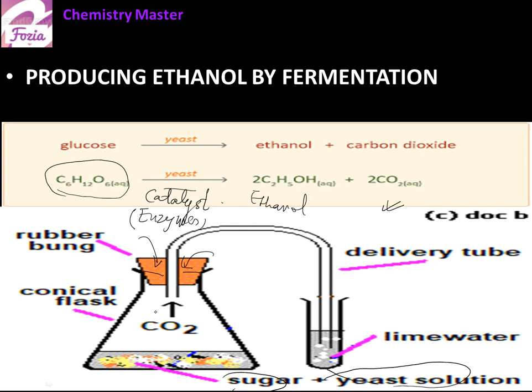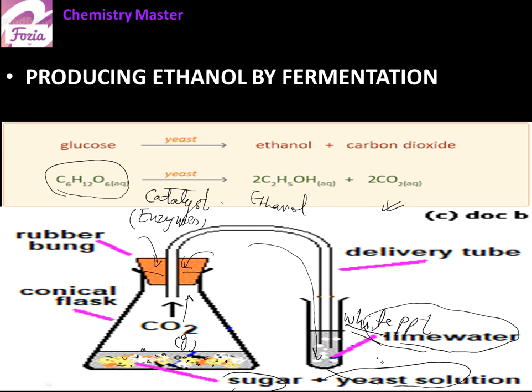So you see the sugar molecules will start decomposing and ethanol will be produced, which will remain in the liquid state, but as carbon dioxide is a gas, it will escape and it will come to the test tube where we have taken lime water. You know why we have taken lime water? Because lime water is always used to identify the presence of carbon dioxide. So when carbon dioxide reacts with lime water, we will get a white precipitate. So the formation of white precipitate will confirm that the production has been done.